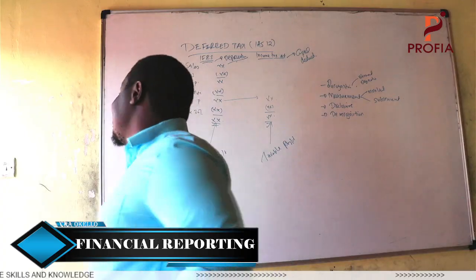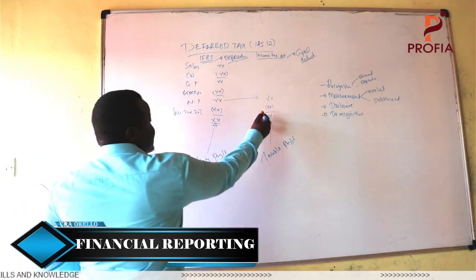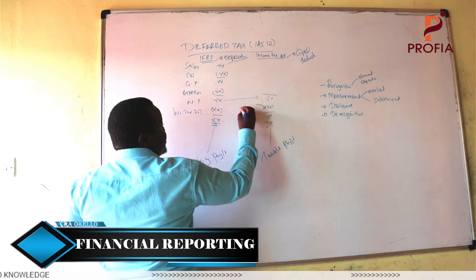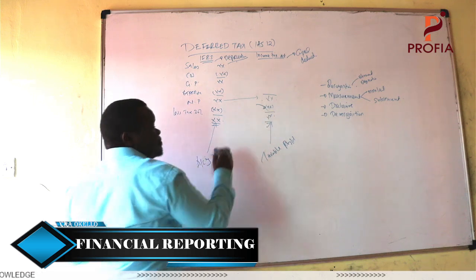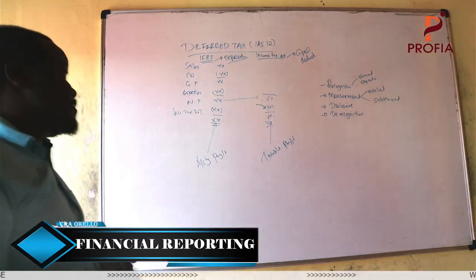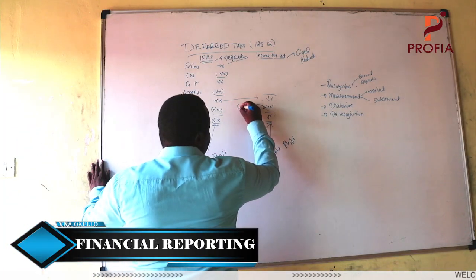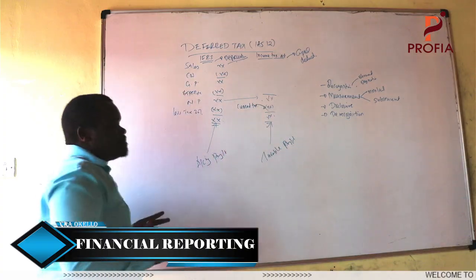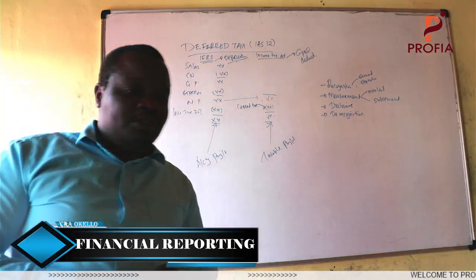So it means then that the tax originating from this one is called what? What's the name we've given it? Current tax. This is what we call current tax. Okay, so we can continue writing.